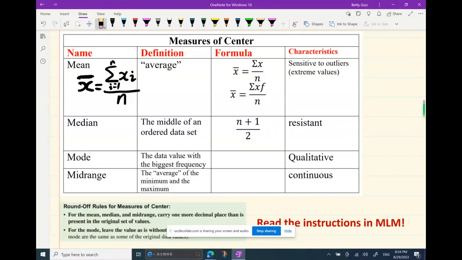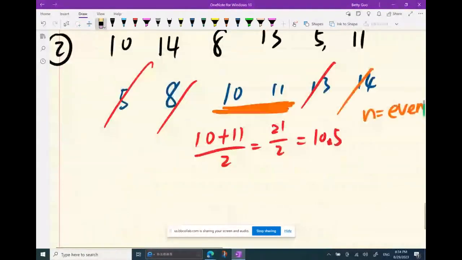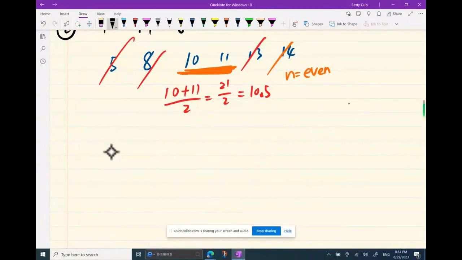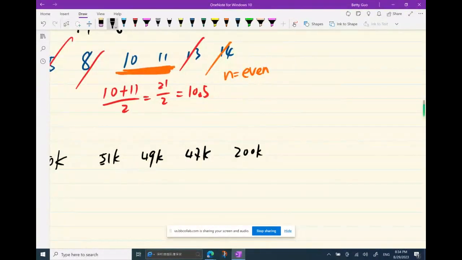For example, you are going to work for a department of a company. They have 4 employees and a manager. Let's say the employees' annual salaries are 50K, 50K, 51K, 49K, and 47K, and the manager makes 200K.